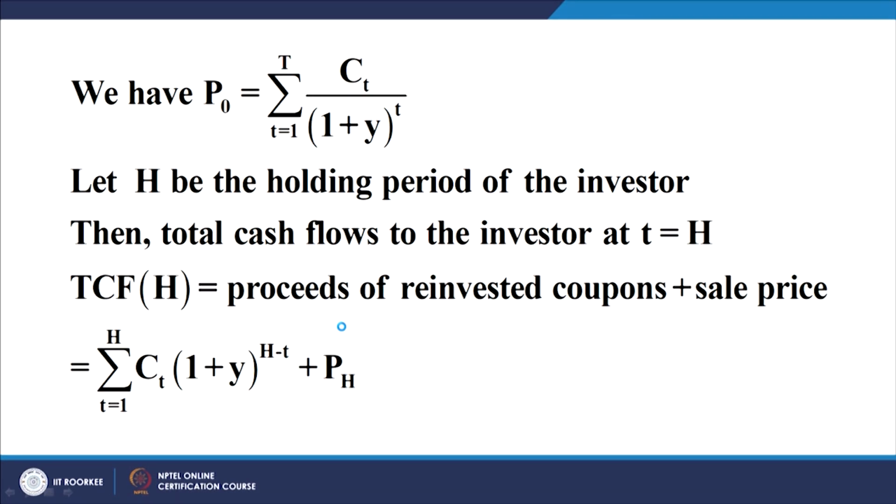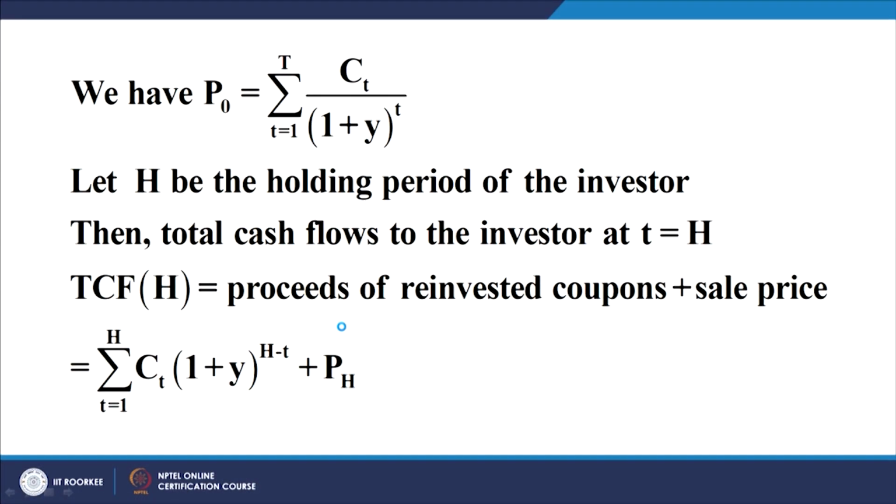We assume that H is the holding period of the bond, capital H, which is less than capital T. Capital T is the maturity of the bond, capital H is the holding period of the bond, and we work out the total cash flows at t equal to H, at the point in time at which the investor plans to exit the investment, to liquidate the investment. Let us work out the total cash flows. The total cash flows at H would be equal to the proceeds of the reinvested coupons. Whatever coupons he has received up to the point H, he would have reinvested those coupons, except of course the last coupon in the event that it coincides with the coupon payment date on which he liquidates the investment.